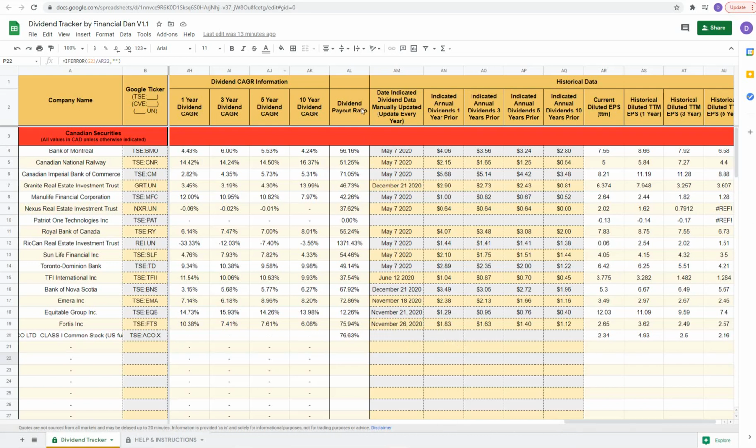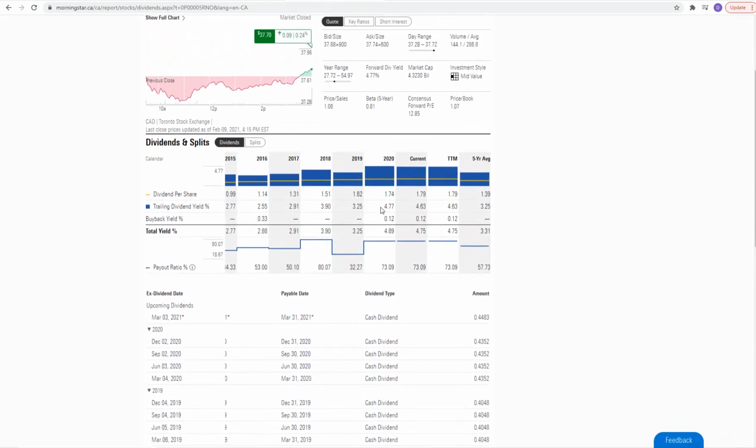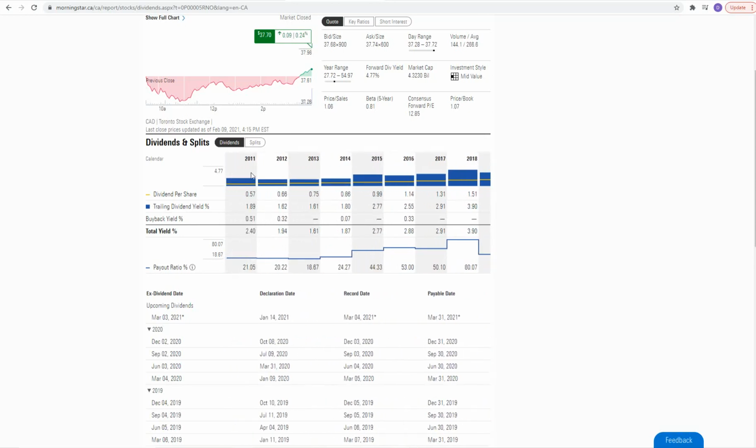So what we'll go and do is for ATCO, if we go back to Morningstar, we can see that the historical dividends right now, the dividend is $1.79, but the historical dividends for the last 10 years are indicated just to the left of that. And so what we want is the indicated dividend for 1, 3, 5, and 10 years prior. So we can just grab that. In 2020, it was $1.74. 2018 was $1.51. 2016 was $1.14. And then we can scroll over to 2011 and see that that's 57 cents.